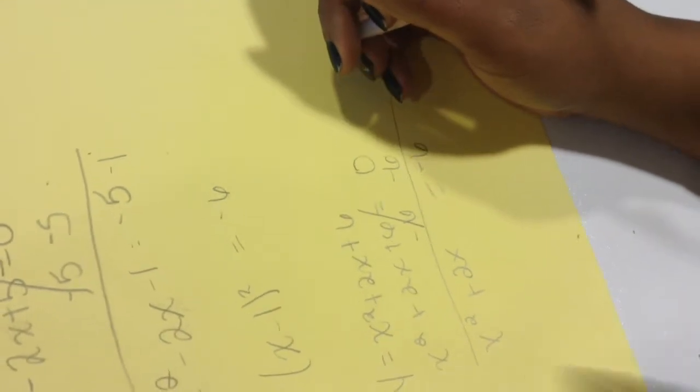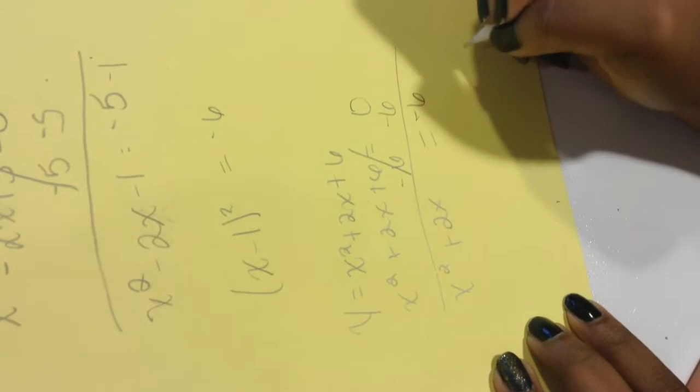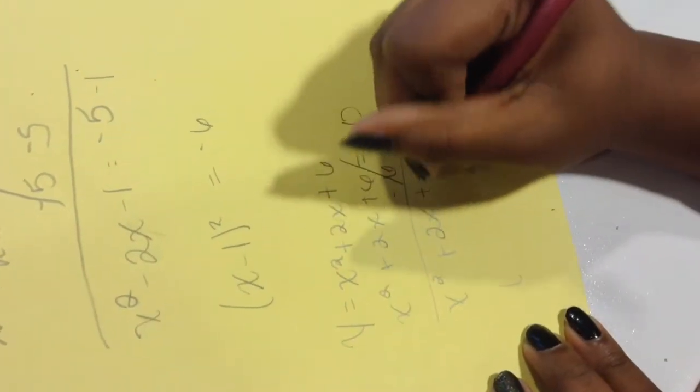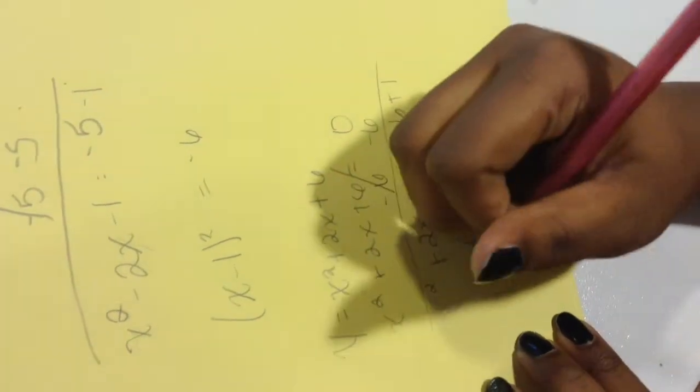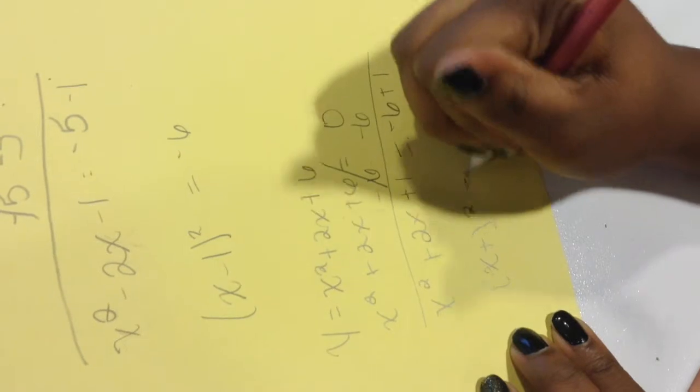So again, you have to find half of b. So half of 2 is 1. So for the final answer in vertex form, you have to add 1 to both sides. And the final answer will be x plus 1 squared equals negative 5. And that's how you do vertex form.